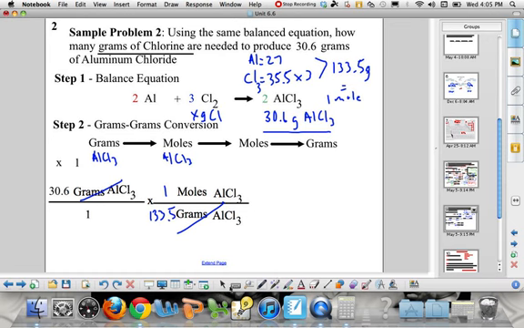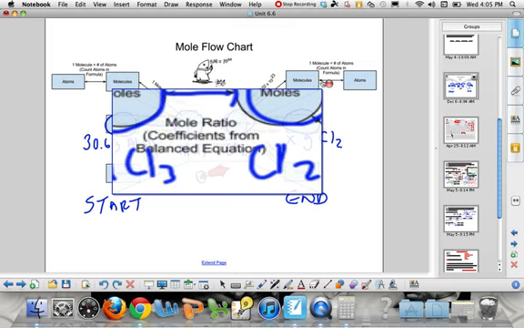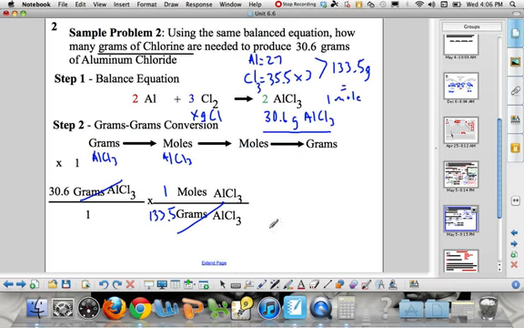So let's take a look. I got to do another step here because I got to get all the way to grams of chlorine. On my flow chart, I've now gone from my mass down to moles. Now I'm in moles of AlCl3. I got to get to moles of Cl2. So I'm converting moles of this to moles of this. And in order to do that, it says that you must use the balanced equation. So let's do this conversion. I'm currently in moles of aluminum chloride. I want to go to moles of chlorine. Let's multiply by a conversion factor.